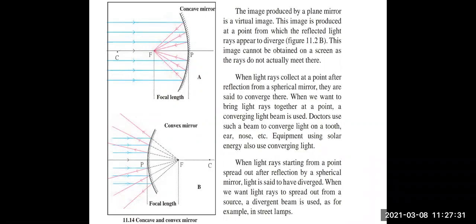Where we want to bring light rays together at a point, a converging light beam is used. Doctors use such a beam to converge light on a tooth, ear, nose, etc. Equipment using solar energy also uses converging light. So ample examples of convergence are given over here. Concave mirrors are used over here. Doctors use such a beam of light.